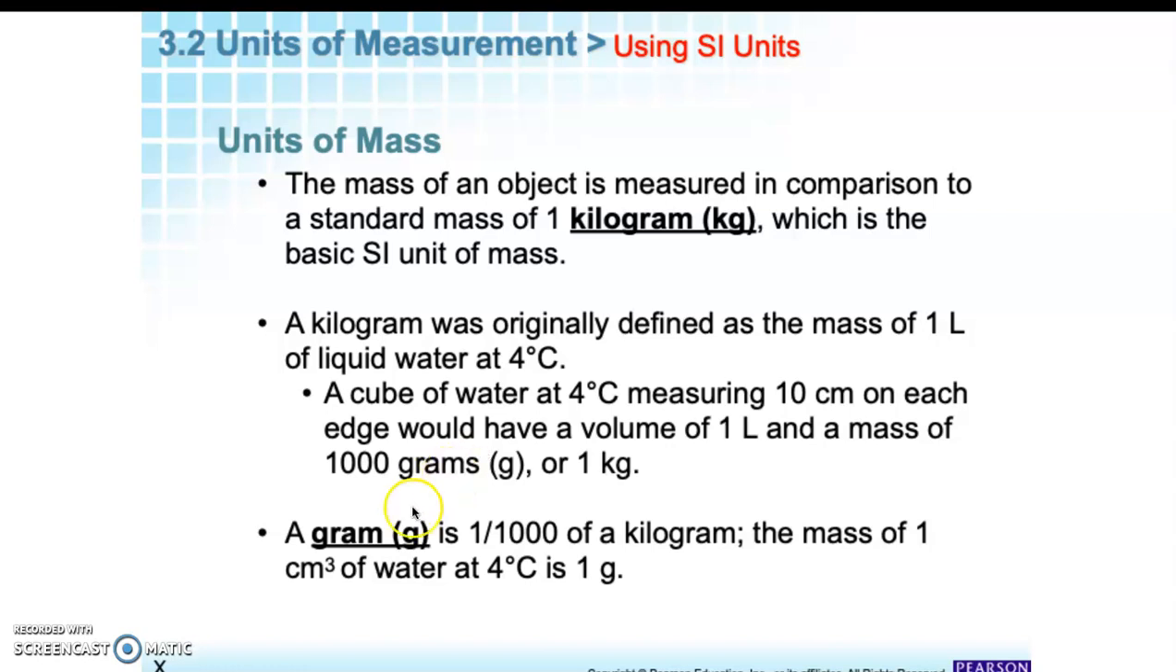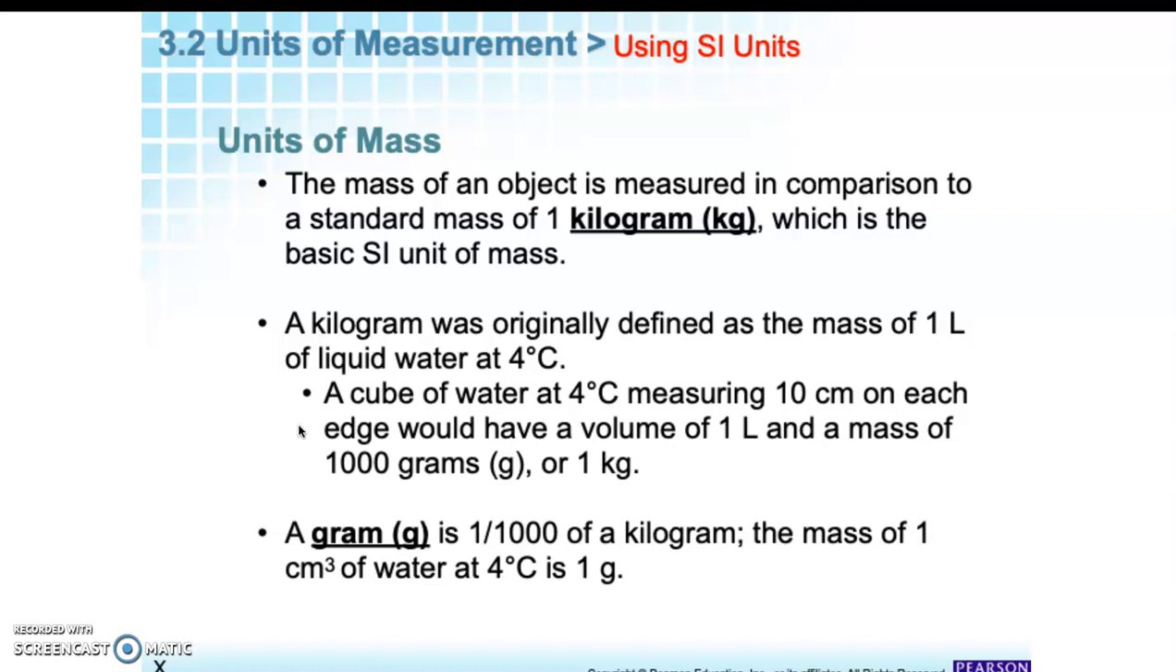Usually the math that we do and the things that we do in lab are all grams. So 1 gram is 1/1000th of a kilogram, which means if there's 1 kilogram, there's 1,000 grams. That's a conversion you need to memorize. Now, how the gram is derived: it's the mass of 1 cubic centimeter of water at 4 degrees Celsius.